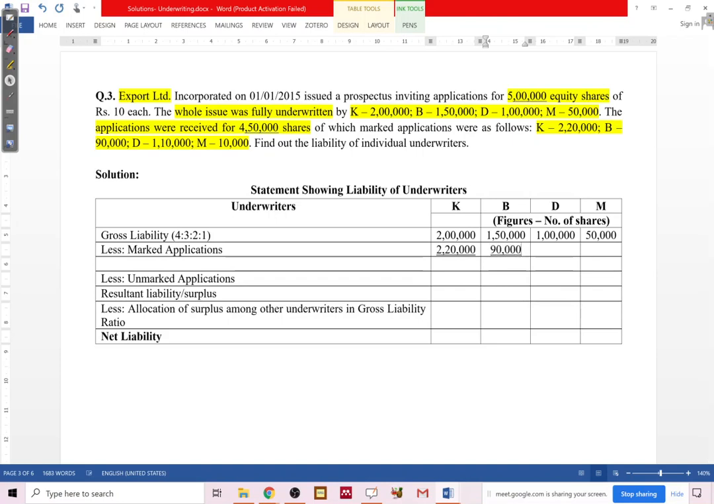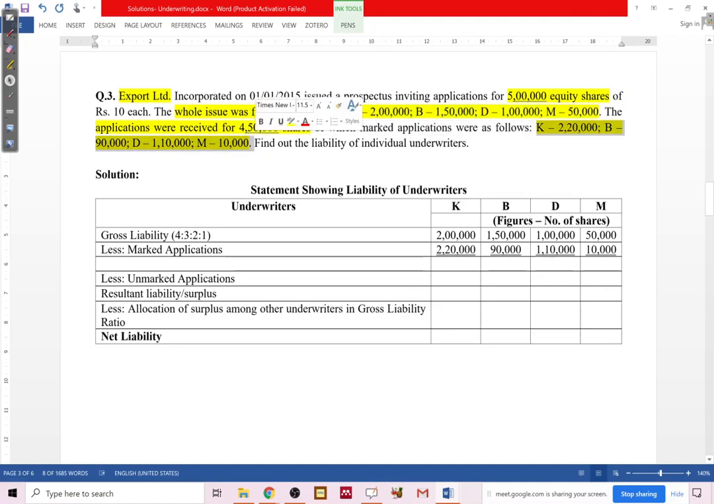B sold 90,000, D sold 1,10,000 and M sold 10,000. Please do not get confused, okay. This is how much they had agreed to underwrite or take, and this is how much they actually sold. Fine. 2,20,000, 90, 110 and 10.